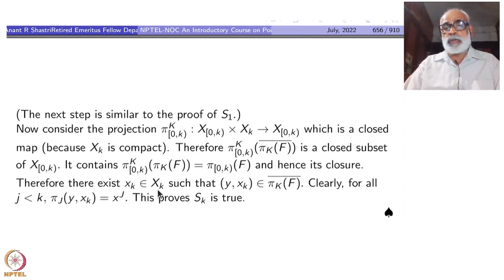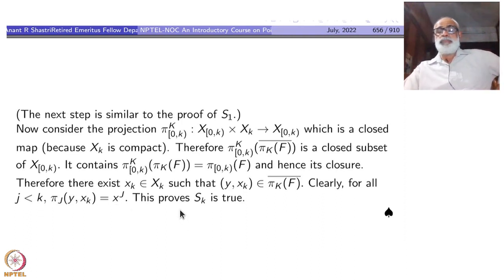Therefore, there exists x_k belonging to X_k. From here, I can extend it to this one, that is the whole idea: one more element I can take. x_k belongs to X such that (y, x_k). What is the meaning of this notation? It just means that the earlier projections of this element are the old y, and the kth projection is x_k. This is an element of the closure of π_k(F). So here I am using that X_k is compact. One at a time, that step is again used here. So clearly for all j less than k, if you take the projection of this (y, x_k), that will be x_j, which is the same thing as the projection of y. So it is x_j.